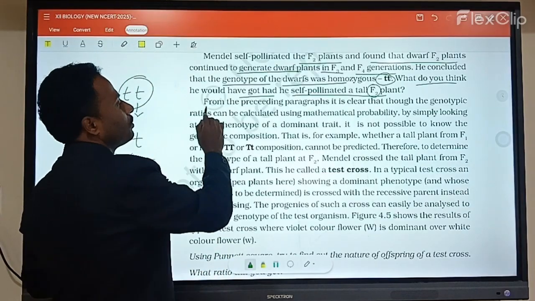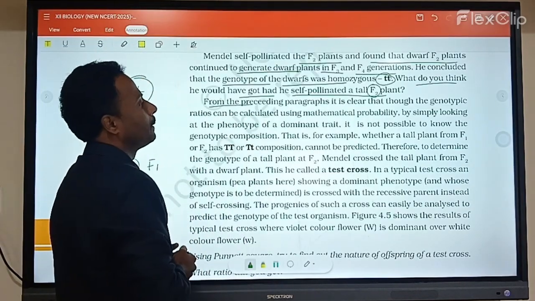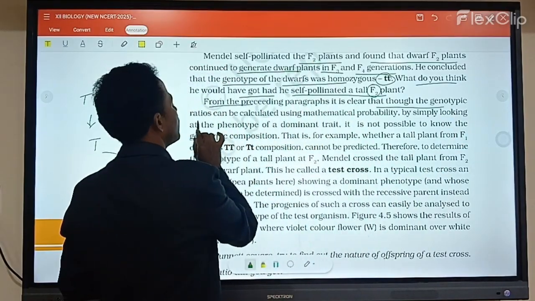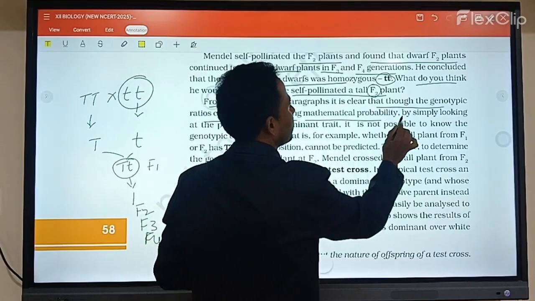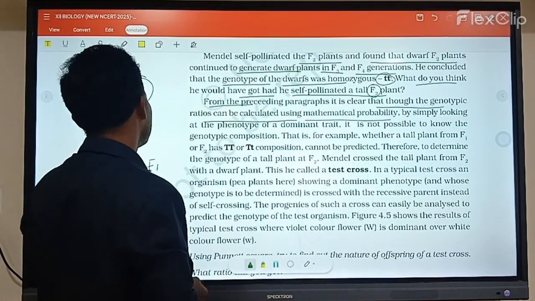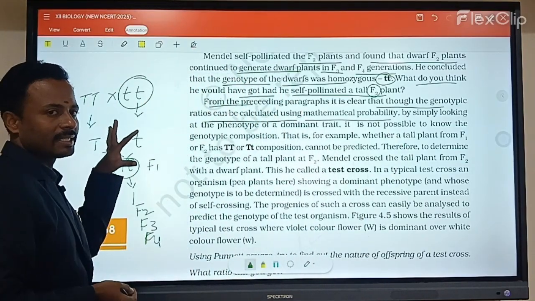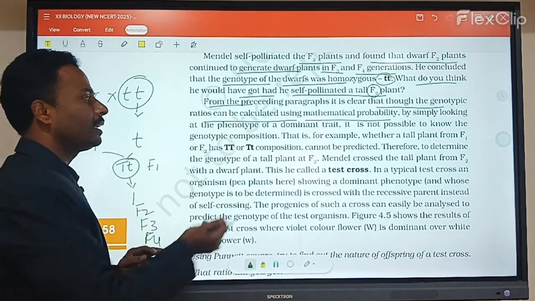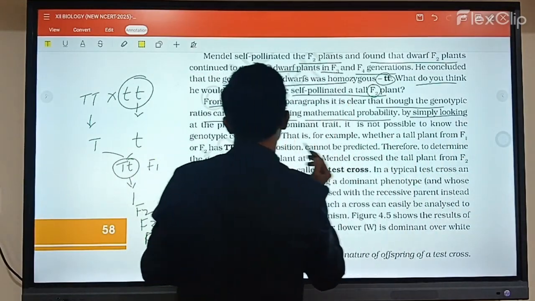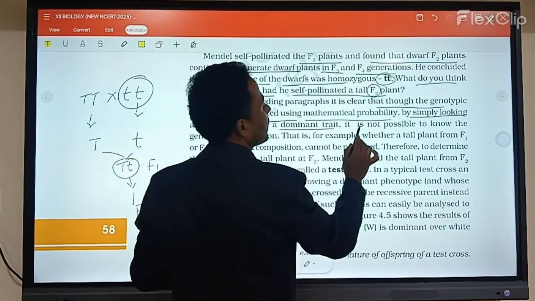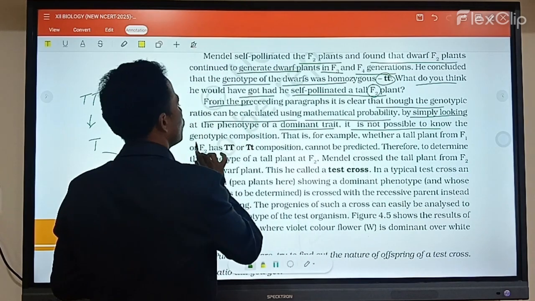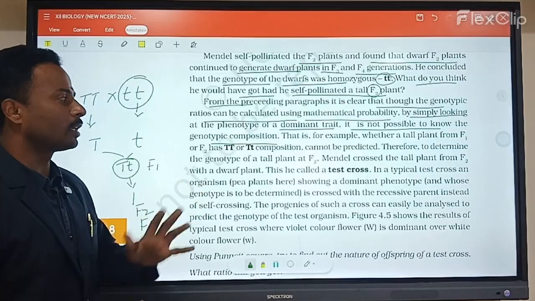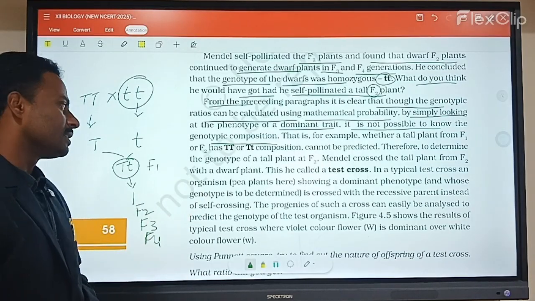Next, from the preceding paragraphs it is clear that the genotypic ratio can be calculated using mathematical probability. When you look only at the phenotype, the dominant trait, it is not possible to know the genotypic composition.